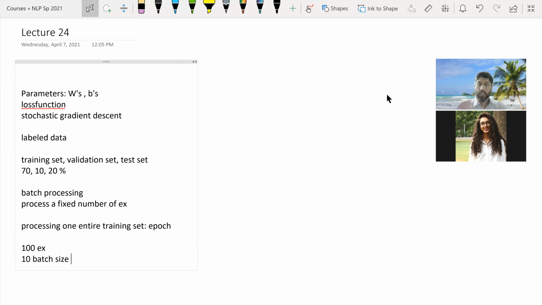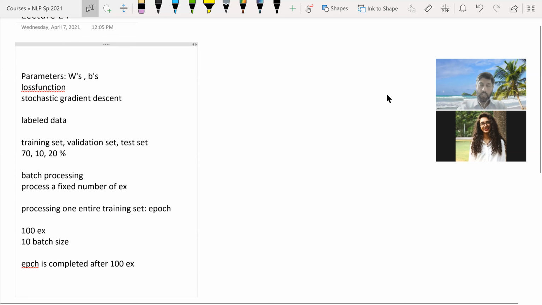So you will be processing 10 examples at once, then the next 10, then the next 10. After you have processed the first 100 examples, you say that you have completed one epoch of training. So one epoch is completed after 100 examples. Okay? But usually a neural network is trained over numerous epochs. So you have to do it multiple times.